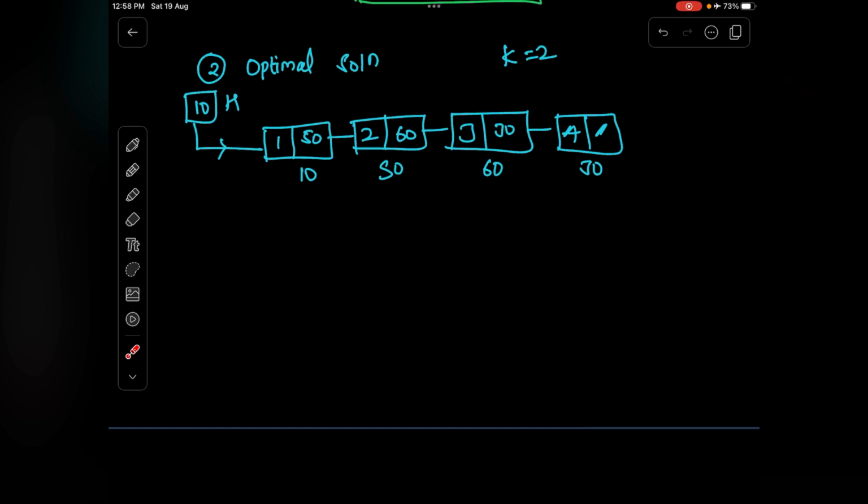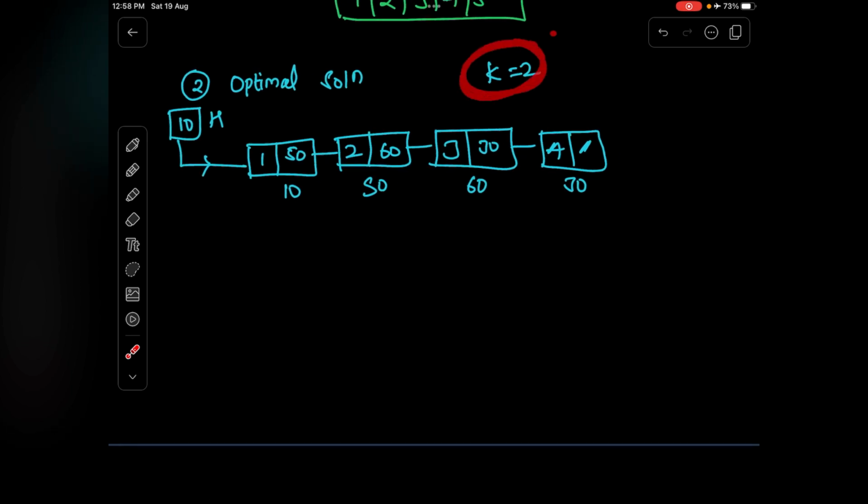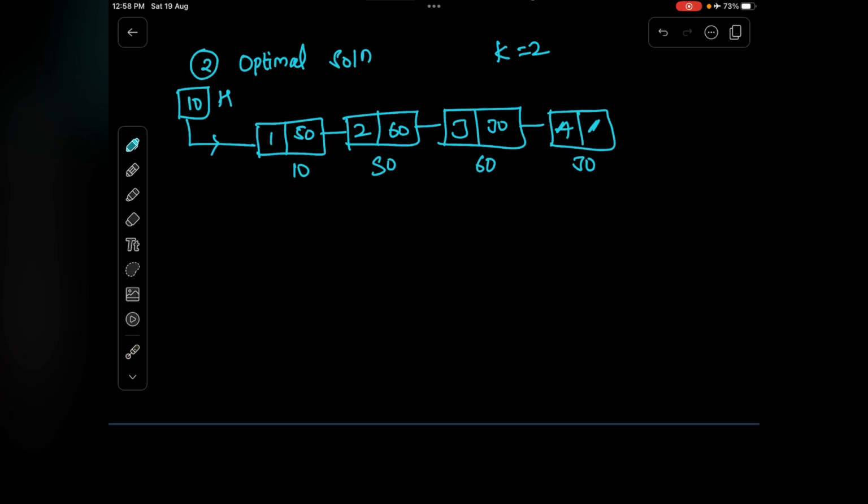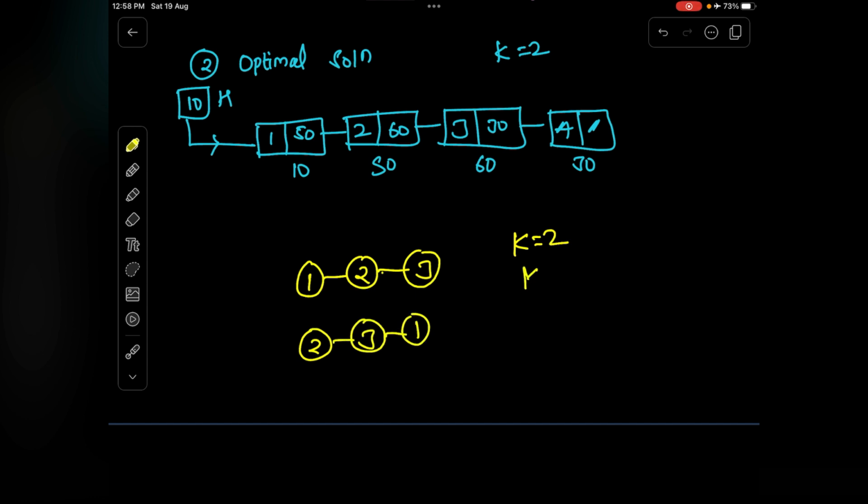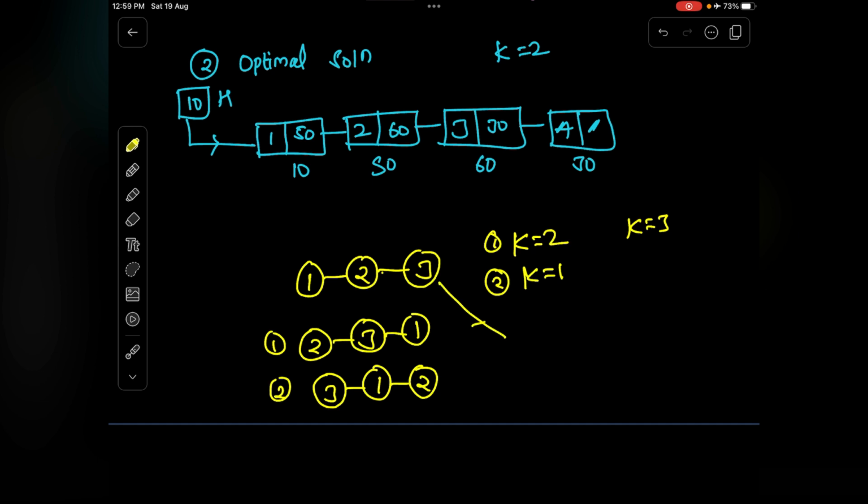But before rotating this list, let's discuss one of the most important things in this problem, that is the value of k. Say for example, I have a list of size 3 and I want to rotate it by 2 positions. Can I say it would be 2, 3 and 1? Now say for example my value of k is 1. So it would be 3, 1 and 2. This is my first, this is my second. Now say my value of k is equal to 3. For k equal to 3, my list would remain as it is.